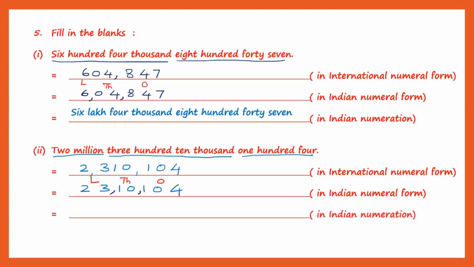10,104. Now the next thing is we should write it in the Indian numeration. That means write it in words according to the Indian system. So we have 23 lakh 10,104. So this is how we write in the Indian numeration. With this, children, we come to the end of this exercise. Thank you, children.